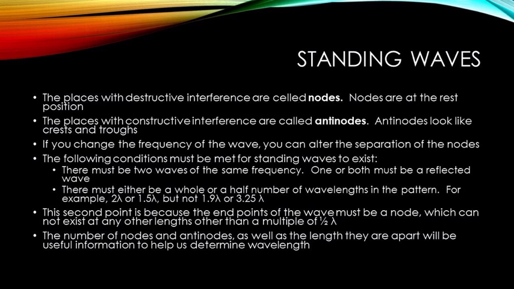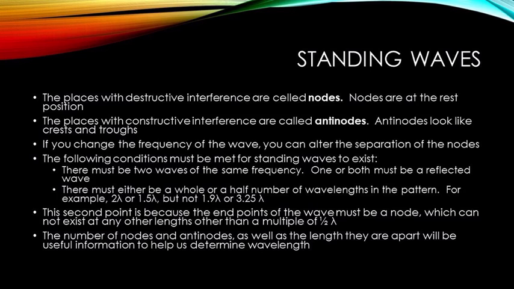The places with destructive interference are called nodes. Nodes are at the rest position. The places with constructive interference are called antinodes. Antinodes look like crests and troughs. If you change the frequency of the wave, you can alter the separation of the nodes.